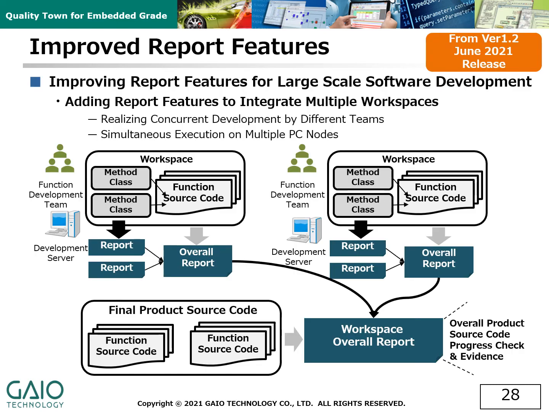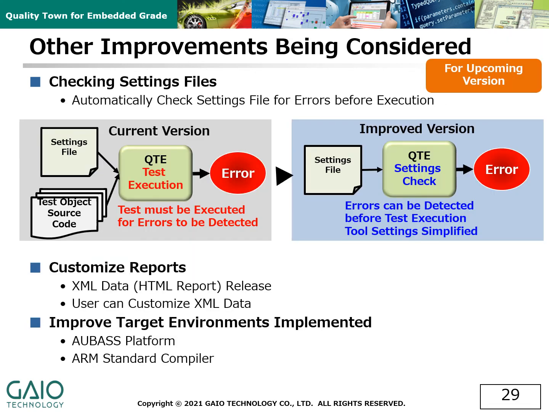Report generation will be improved to integrate reports from multiple workspaces, which are common in large-scale development projects. This is included from version 1.2 released in June 2021. Also being prepared is an automatic check of the settings files to detect any errors before the tests are run, customizable XML reports, and the implementation of additional target environments.